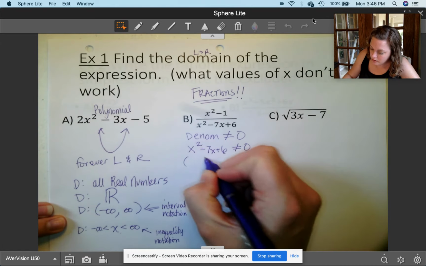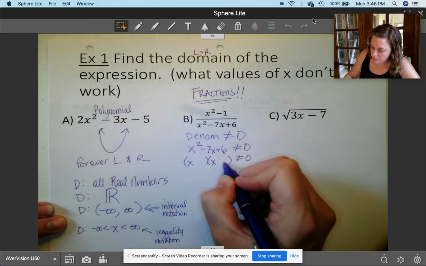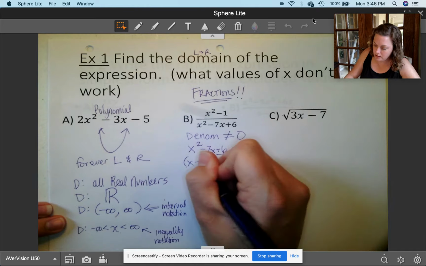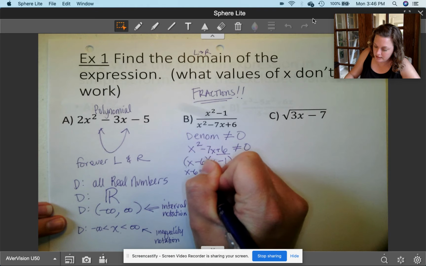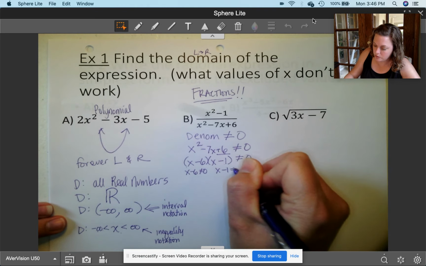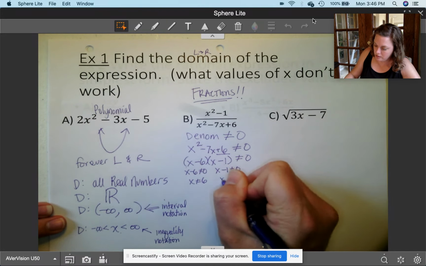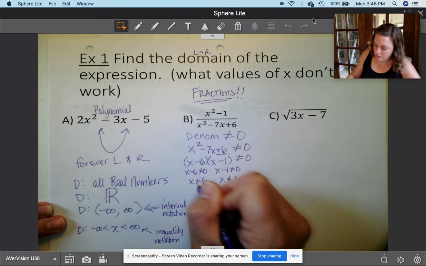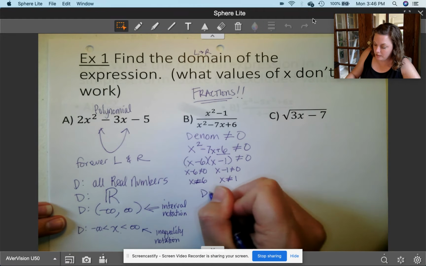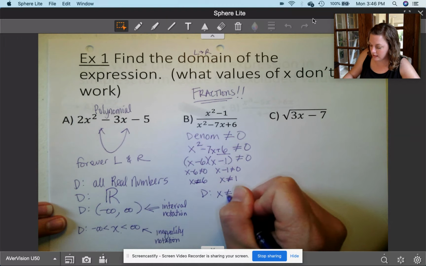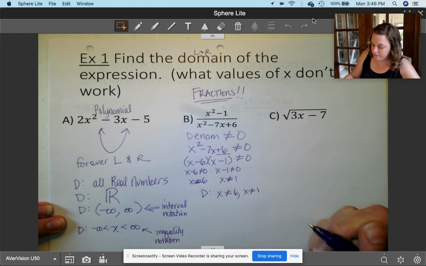To figure that out, we're going to go ahead and factor. Double bubble, so x times x is x squared. What times what gives me positive 6, negative 6, and negative 1. We're going to go ahead and solve x minus 6 cannot equal 0, x minus 1 cannot equal 0. And by moving the 6 over and moving the 1 over, we get x cannot equal 6 and x cannot equal 1. And that's the domain, and that's the easiest way to write it. X cannot equal 6 and x cannot equal 1.